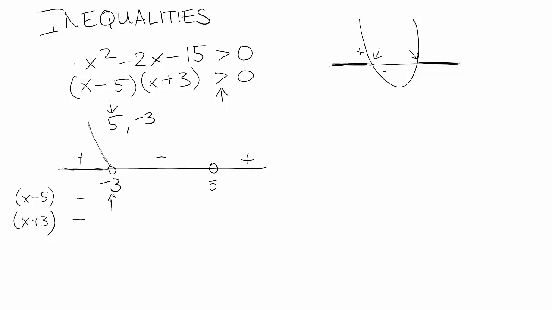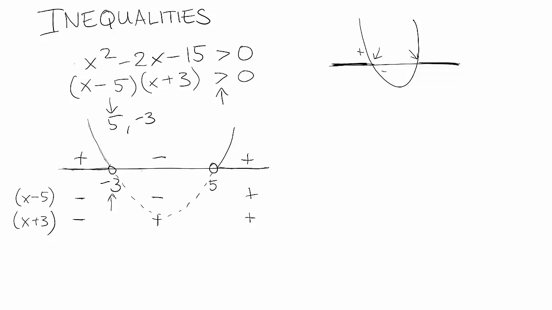A point in between here is 0, so 0 minus 5 would be negative. 0 plus 3 would be positive. Yes, that's negative. A point greater would be 6, for example. 6 minus 5 is 1. 6 plus 3 is also positive, and they're both positive. So we can see that up to negative 3 we have a positive, as well as past 5, but negative answers exist in between negative 3 and 5.